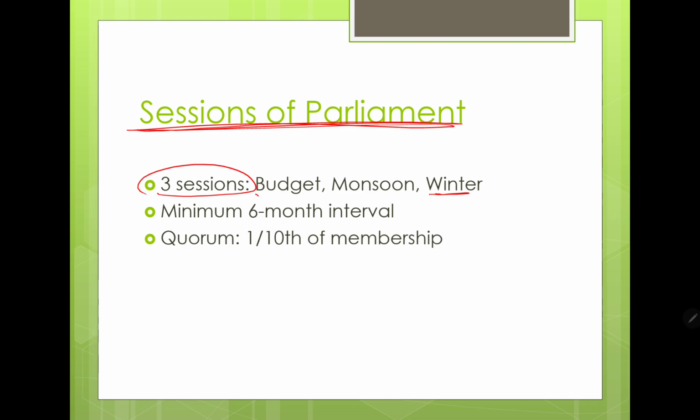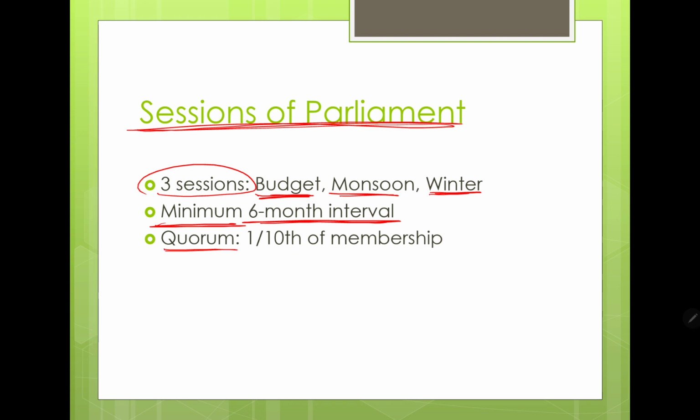Generally we have three sessions: the budget session, the monsoon session, and the winter session. Is it fixed that in a year only three sessions will be there? No, it's not like that. In the constitution it is written that there must be a maximum gap of 6 months between two sessions, not more than that. So that's why we generally have three sessions, but we can have more sessions.